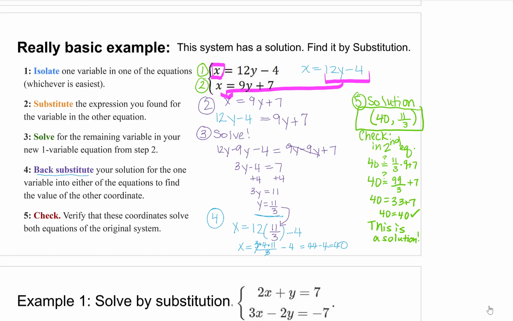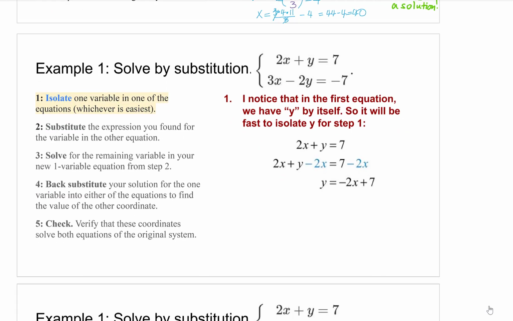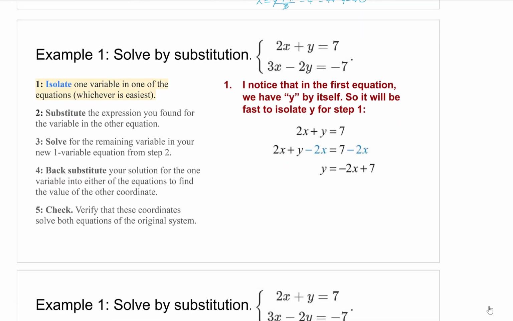Let's look at this now in the context of a more complicated example. In this example, we're going to solve by substitution for the following system: 2x plus y equals 7, and 3x minus 2y equals negative 7. I want to start out by just looking at the system, and I'm seeking to isolate one of the variables. That is step 1, is to isolate.